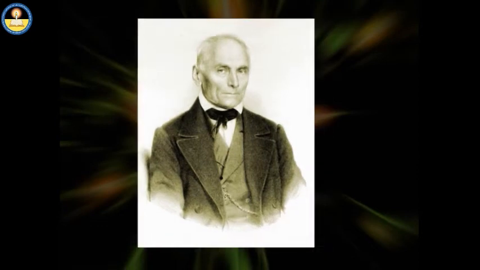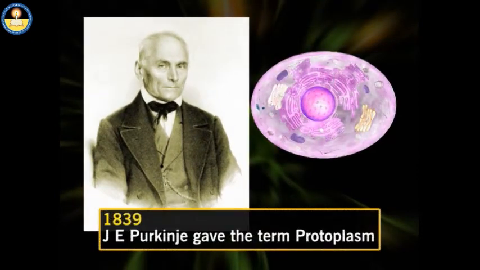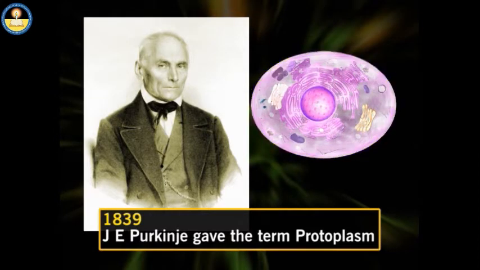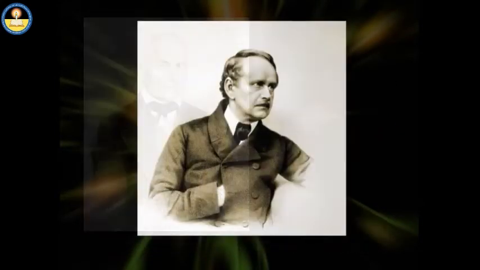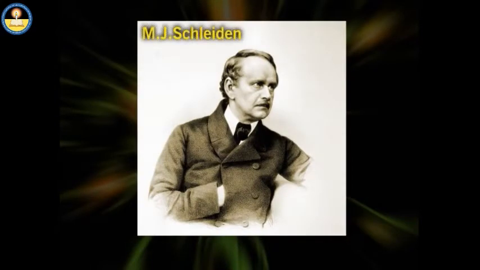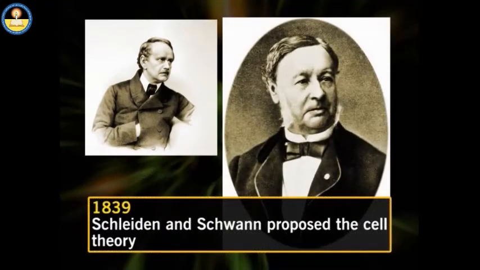J.E. Purkinje, in 1839, gave the term protoplasm to the living contents of a cell that is surrounded by a plasma membrane. The entire content of a cell, comprising the nucleus and the cytoplasm, is known as protoplasm. In 1838, German botanist Matthias Jakob Schleiden found that all plants are composed of cells. Similarly, in 1839, Theodor Schwann proved that animals are also made up of cells.